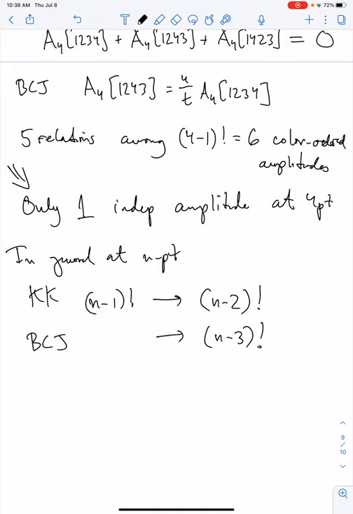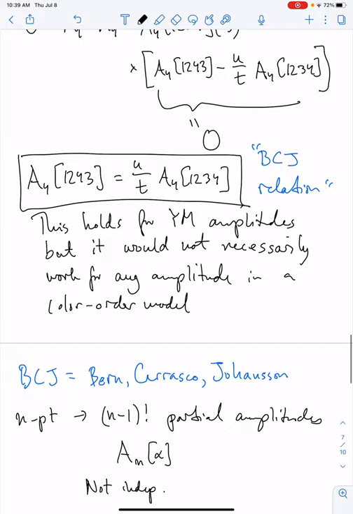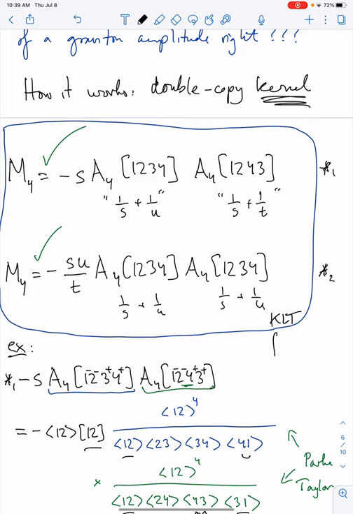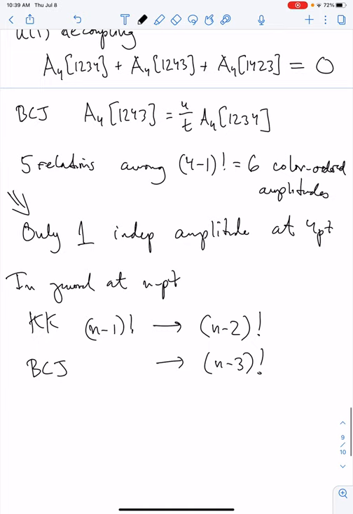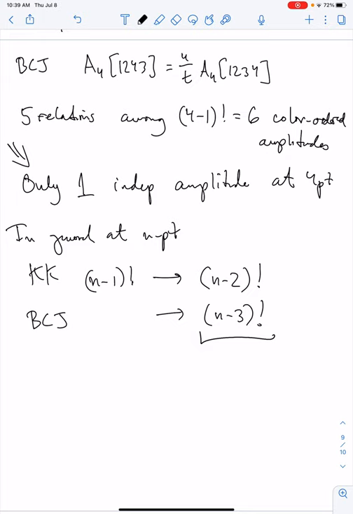Now that n minus 3 factorial is significant because the KLT formula for which these relations that I gave here are examples, these are actually KLT formulas at 4-point that we just naively wrote down to make sure to get the pole structure right in the 4-point amplitudes. They actually have a general n-point form, and that n-point form involves a sum over n minus 3 factorial amplitudes. And let me write what that looks like.